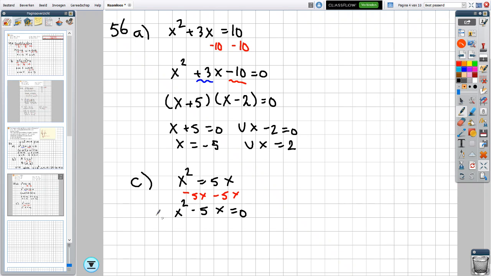Now the common factor is x in both those things. So I take the common factor, or bring the common factor outside of my brackets. Product, something times something is 0. x is 0, or x minus 5 is 0. So x must be 0, or x must be 5. Okay?